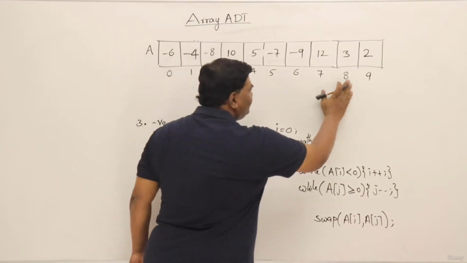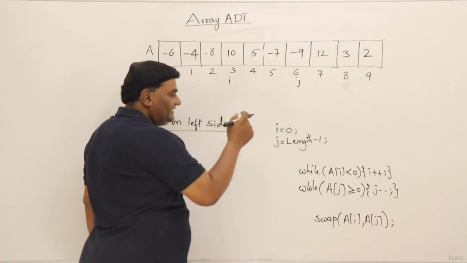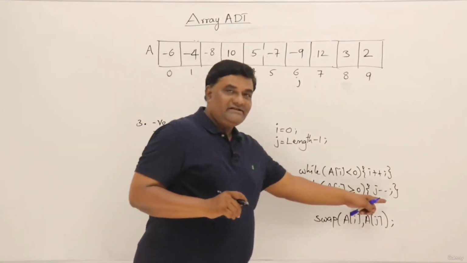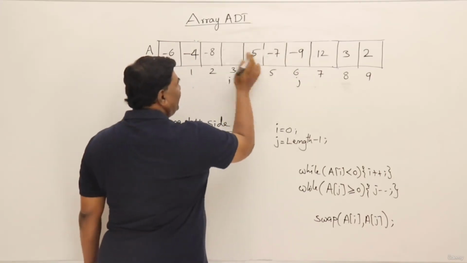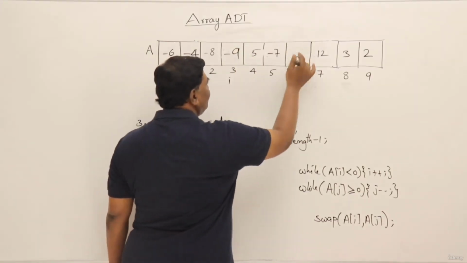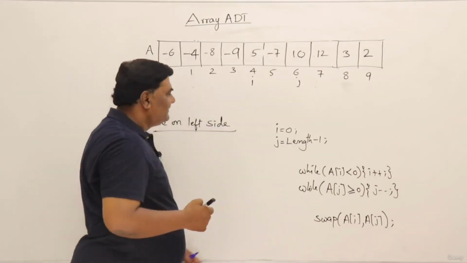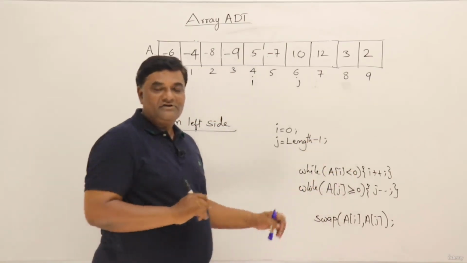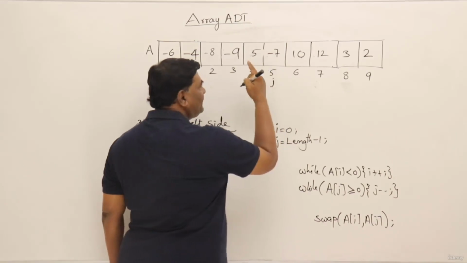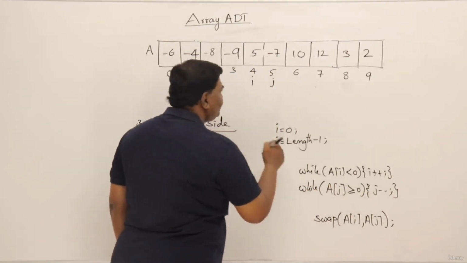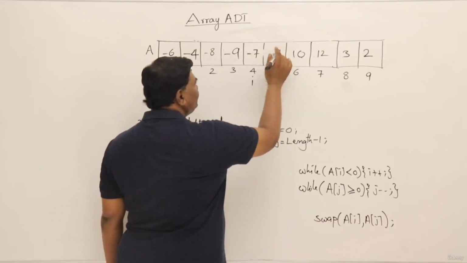Then decrement j. j minus minus. Is it a negative number? No. j minus minus. Is it a negative number? Yes. So j is decremented until we get a negative number. Then interchange them. So minus 9 comes here and 10 goes there. Now continue. i plus plus. Is it a positive number? Yes. The number is not negative, so i stops there. Then j minus minus. Is it a negative number? Yes. So when the number is negative, it stops. So then again swap them. So minus 7 comes here and 5 goes there.